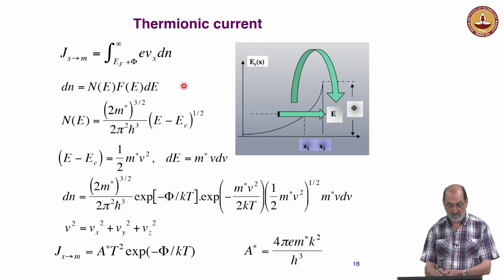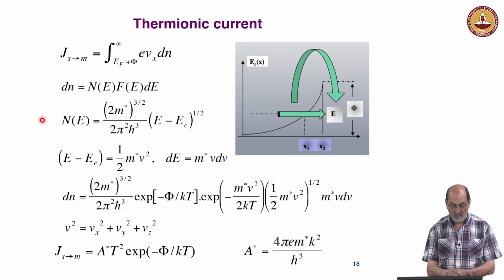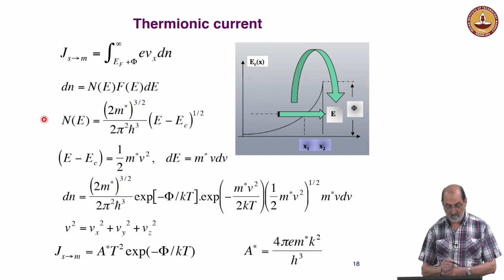N(E) is the density of states, and f(E) is the Fermi-Dirac distribution. We did this before: this is the density of electrons as a function of energy. But this is the density of states, and you have to multiply by the Fermi-Dirac. Well, and we have to do the mathematics. I'm not going to go into much detail.